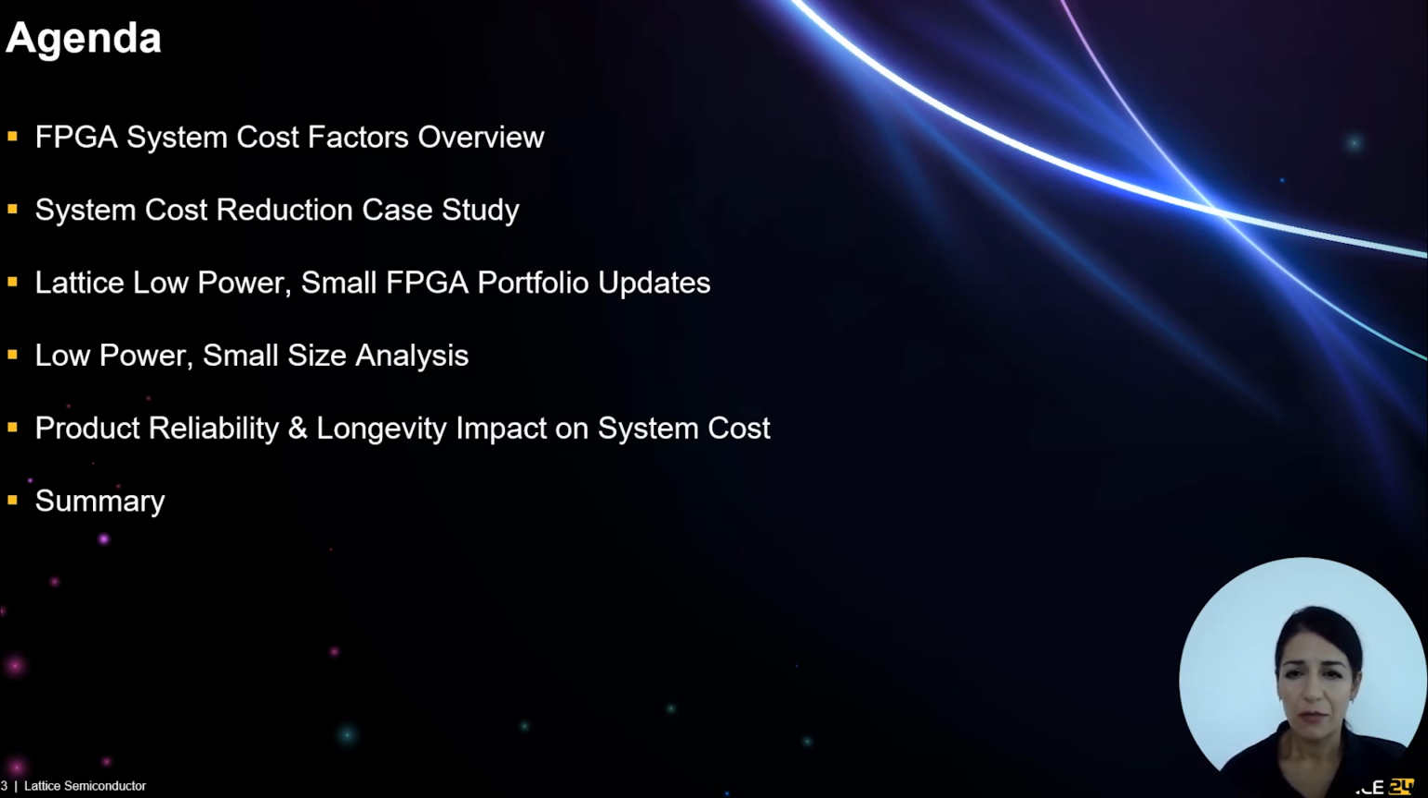So here's the agenda for this session. In addition to discussing the main system cost factors in FPGA systems, we'll look at a case study from one of our partners, Oregano Systems. We'll then walk through some updates and information about the Lattice portfolio of low power small FPGAs, and then we'll dive into size, resource density, and then finally product reliability and longevity, as those also have an impact in system cost.